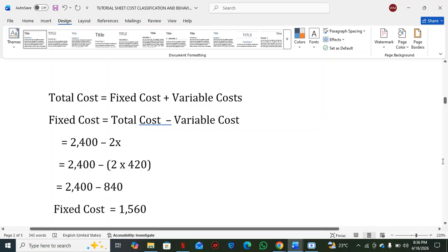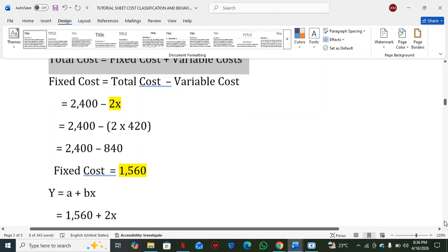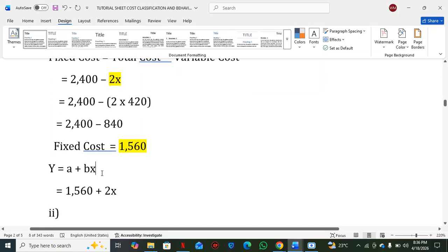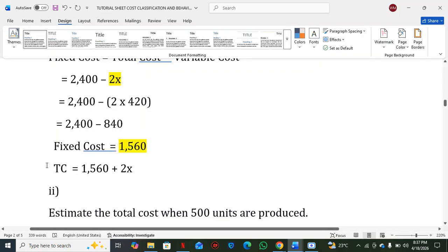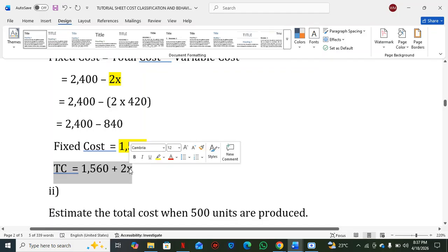So now that we have our fixed cost and our variable cost, we can form our total cost function. The total cost function is going to be our fixed cost 1,560 plus our variable cost 2x. This is our total cost function. Are there any questions?